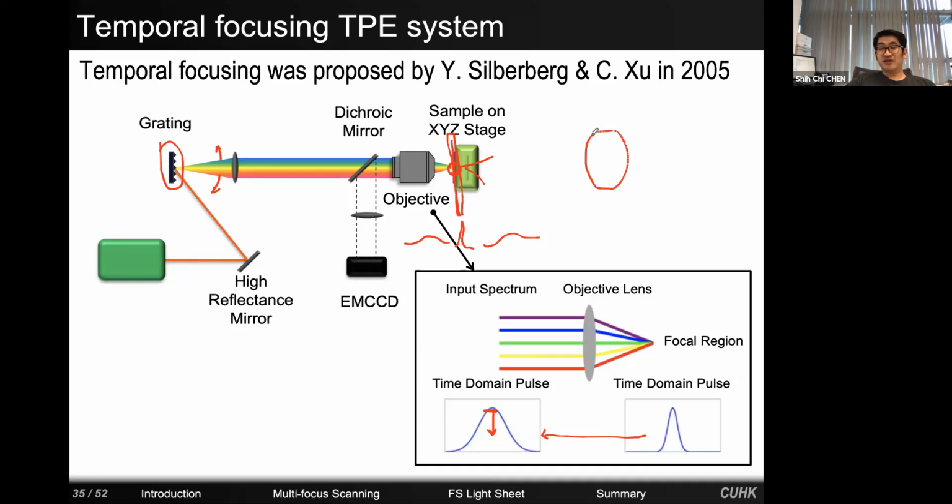Let's say there is a 3D semi-transparent biological specimen, and we shine the light laser to the specimen, and we only generate excitation on this very thin light sheet. And then the reflected light is then collected and imaged by an EMCCD camera. Okay, so this is called the temporal focusing multiphoton microscopy.